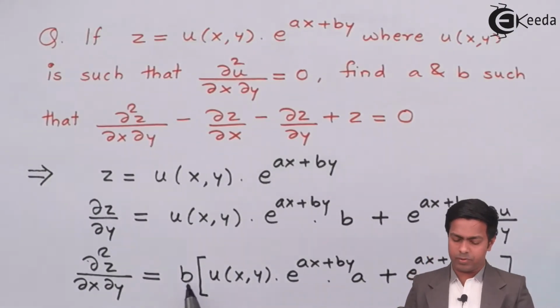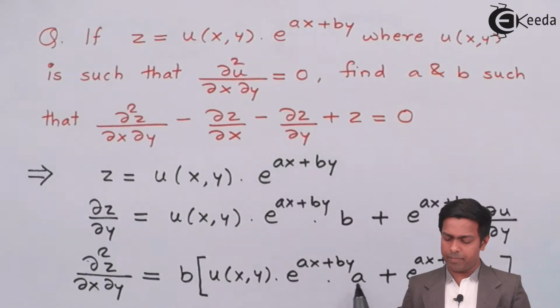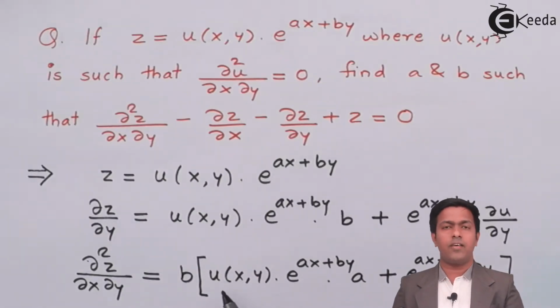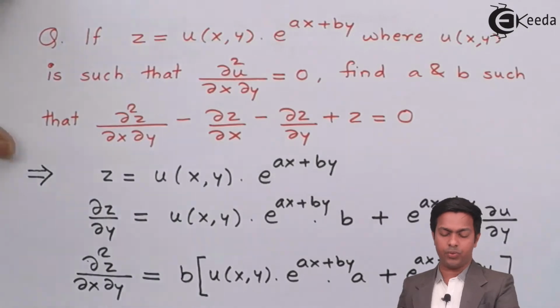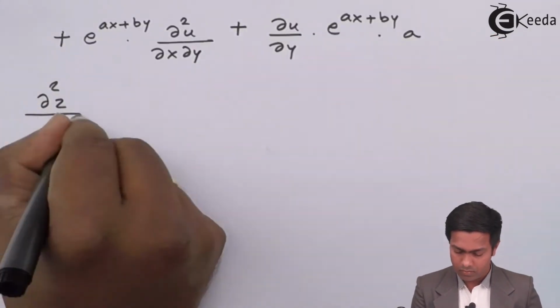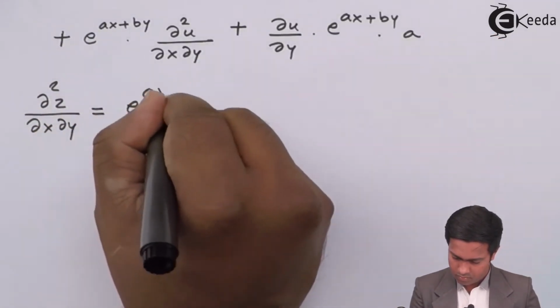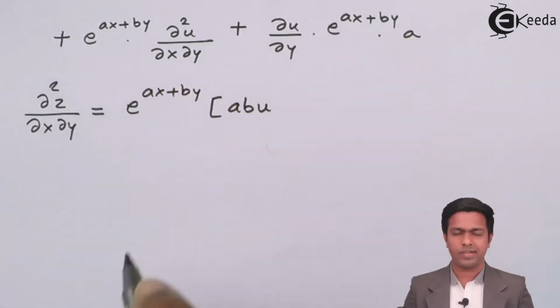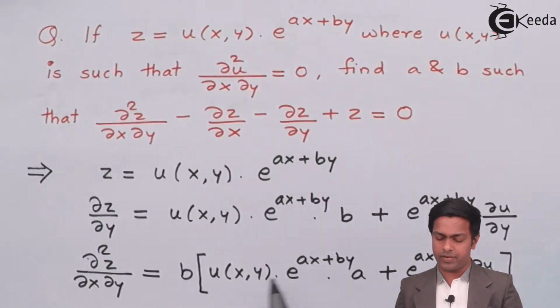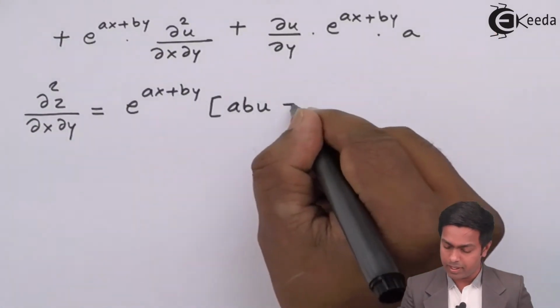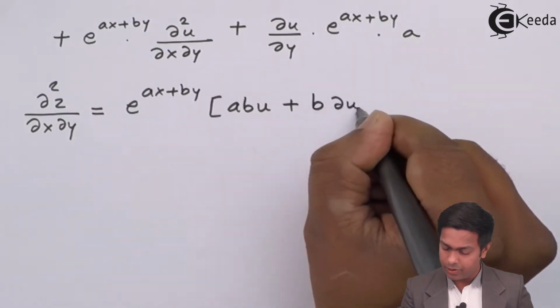So first of all, this b will go inside, so this will become ab, and guys, this u of x comma y, for simplicity I'll call it as u. So e to the power ax plus by outside, so from here we will get a, b and u. So we'll write here. Now from the second function, as e to the power ax plus by is going outside, and we are multiplying this second term with b, so that will become b ∂u/∂x, which will remain. So plus b ∂u/∂x.